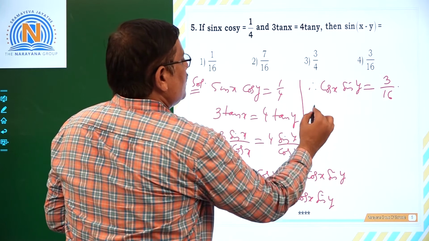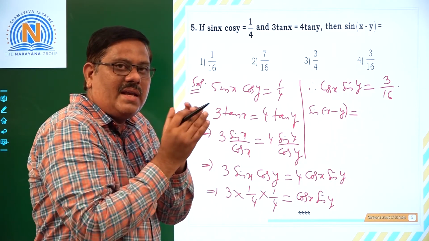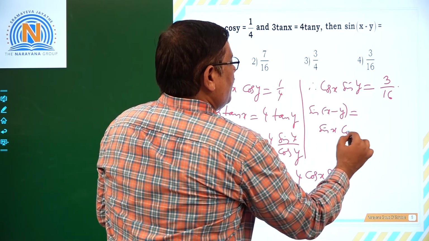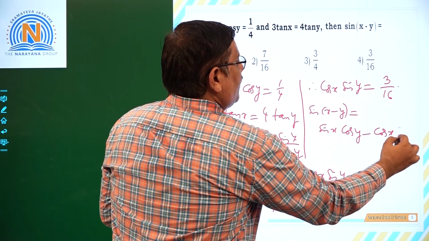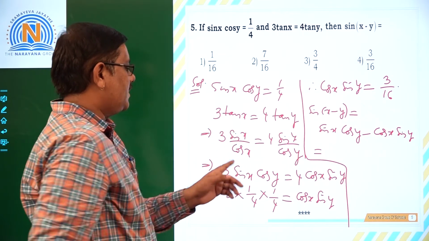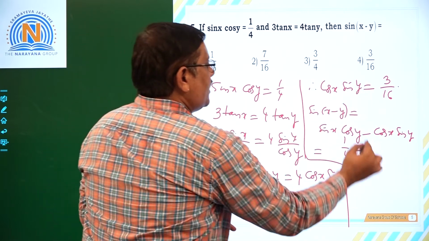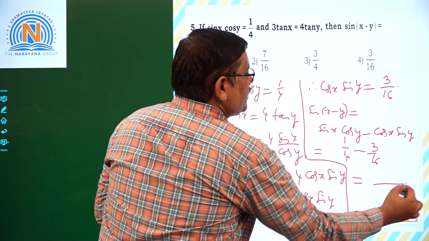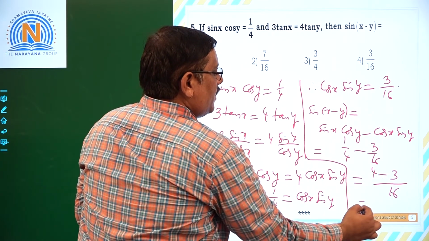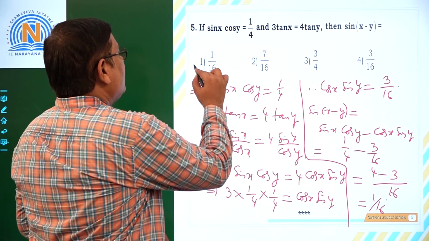Now what do you need? Sin of x minus y. What is the expansion of sin(x - y)? Sin x cos y minus cos x sin y. That is sin x cos y, how much? 1 by 4, minus cos x sin y, which is 3 by 16. So the LCM is 16 here. 4 4s are 16, so 4 1s are 4, minus 3. That is nothing but 1 upon 16. So 1 upon 16 is nothing but the first option for us.